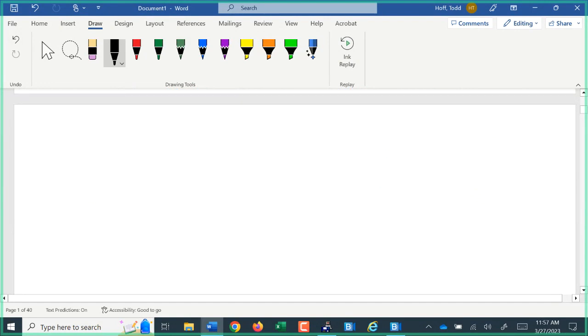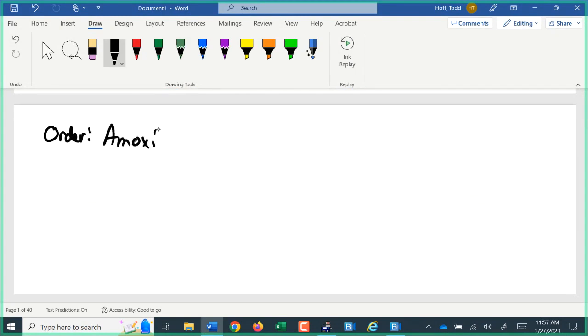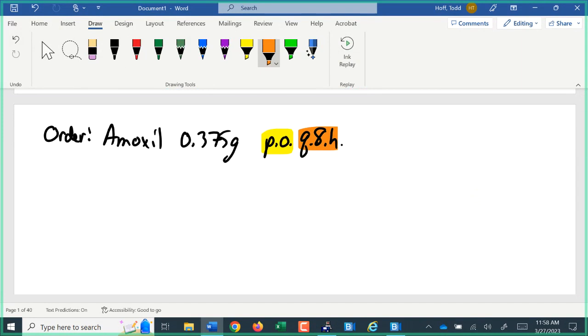Our next example, let's look at an order for Amoxil, 0.375 grams PO-Q8H. So again, PO just means orally, Q8H means every 8 hours. This is a single dosage calculation, so neither one of those mean anything to us at this point. The Q8H would just mean if we're looking at a safe dosage over time, that would come into play, but at this point we're not using that as our calculation.